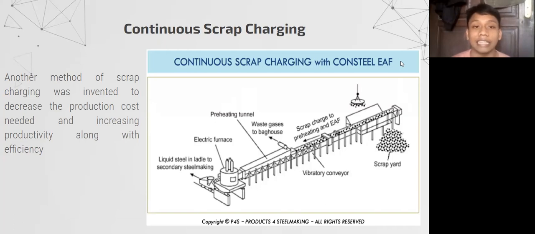Because of the disadvantages of the bucket charging or batch charging, there is some method of scrap charging that has been invented. As we can see in the picture, it is from Consteel. We can see that it is continuous charging. So it is not using a bucket that needs to be charged and turned around, but it is using a conveyor that will move the scrap into the electrical arc furnace. We can see there's a scrap yard, then the conveyor that will move the scrap to the electrical arc furnace, and then there's a preheating tunnel that uses the carbon monoxide gas produced in the electrical arc furnace to preheat the scrap, and then the scrap will enter the electrical arc furnace. Next.